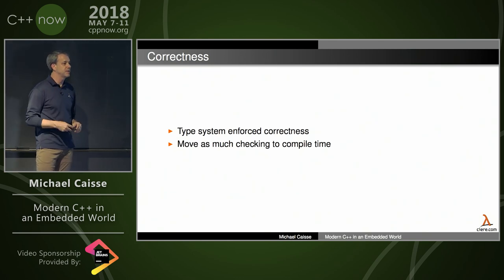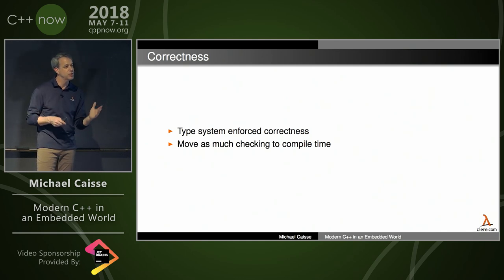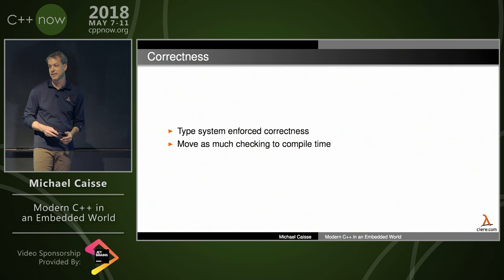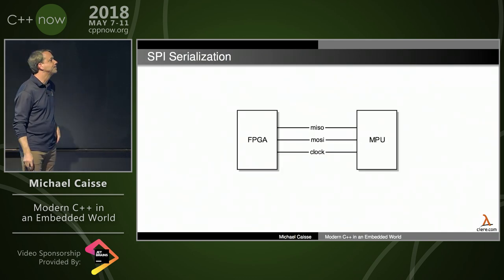The type system helps us enforce correctness, and so we want to use that as much as possible. We want to move as much as we possibly can to compile time errors. We want to error out with the compiler saying, the thing you just tried to do is completely invalid. Don't do that. We're going to see some more of that.